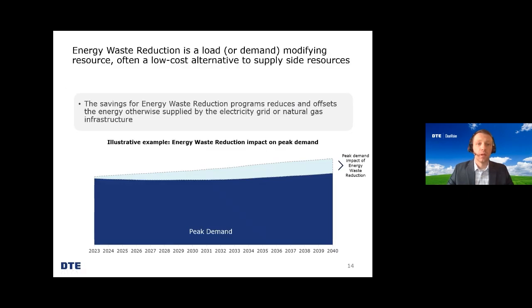Next slide, thank you. So what is EWR's role in an integrated resource plan? Energy waste reduction is a load modifying resource, and that means that savings from EWR programs reduce or offset the energy otherwise provided by a supply side resource such as a power plant. The image on this slide provides an example of EWR's impact on peak demand. You see the area in the light blue shade at the top of the chart. That represents the energy that would otherwise have to be produced by a supply side resource if not for EWR. And oftentimes energy waste reduction can be a low cost alternative to these supply side resources.